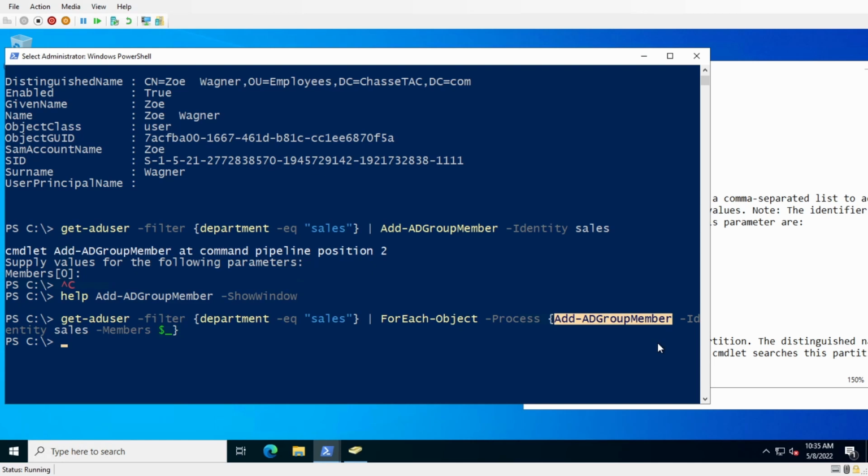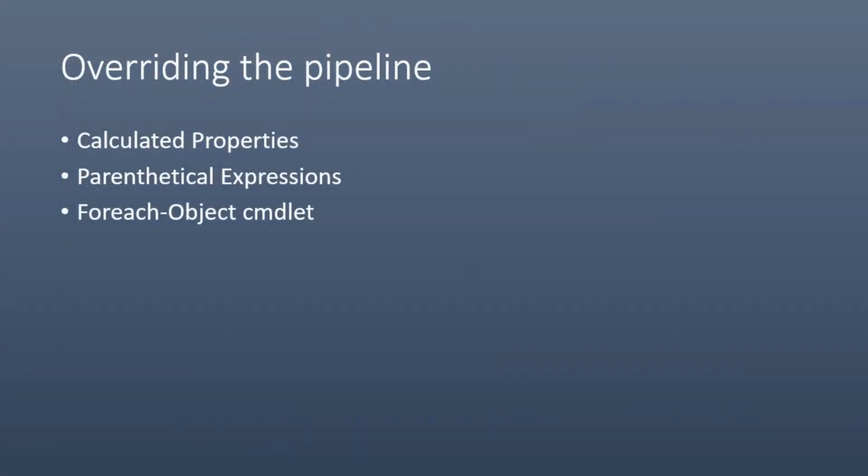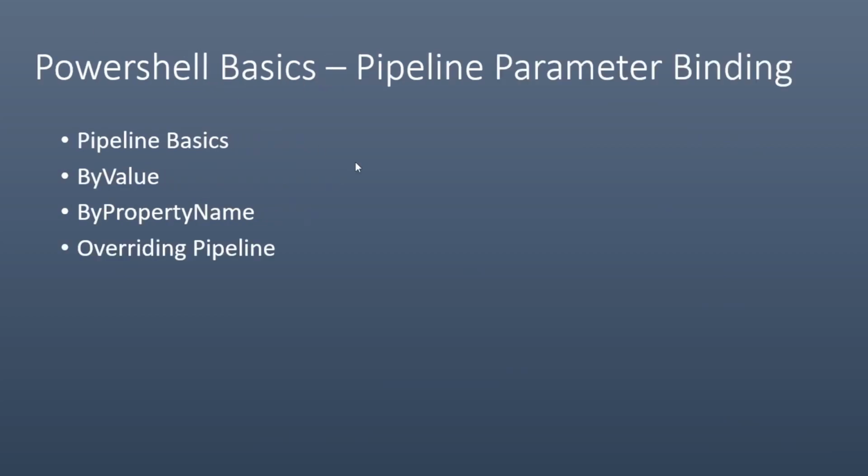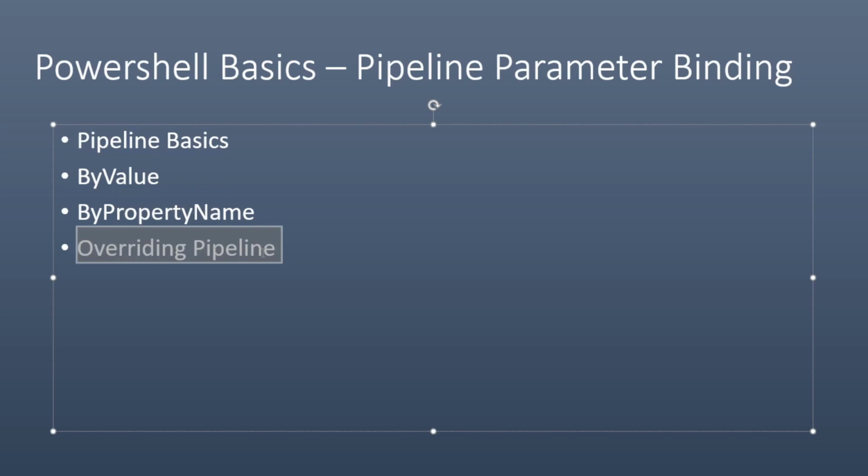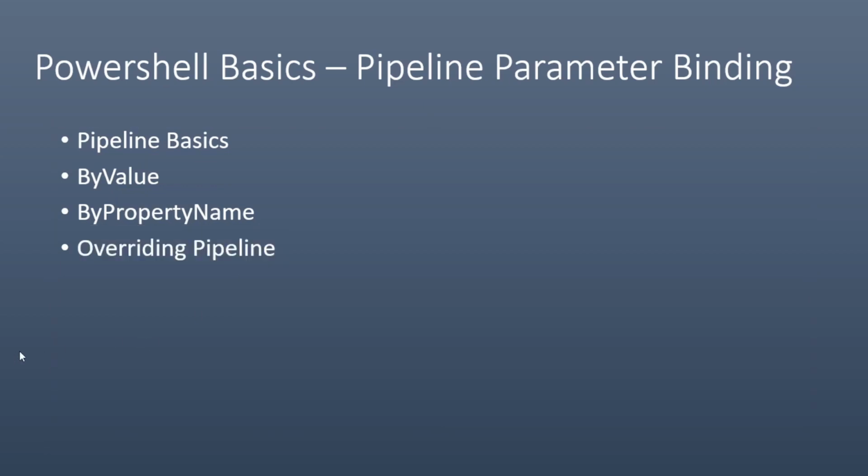That's one of the neat things about ForEach-Object, that it can take a Process parameter that takes a script block, and then inside the script block, you can reference the data in the pipeline one object at a time via the variable $_. All right, so that's basically looking at the system here: pipeline basics by value, by property name, and finally overriding the pipeline.